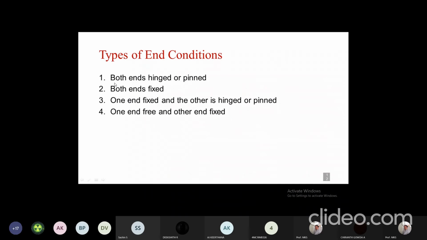Now let us start with both ends hinged. Derive the expression for Euler load for a column with both ends hinged or pinned. Any one derivation you will most probably get in the exam.